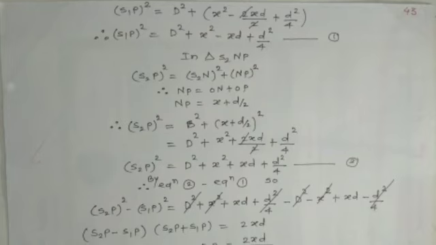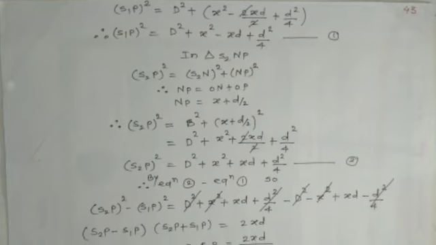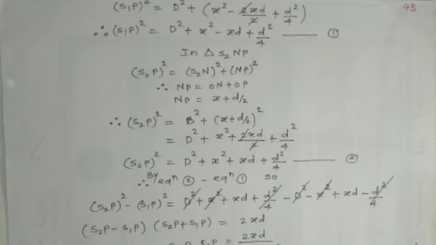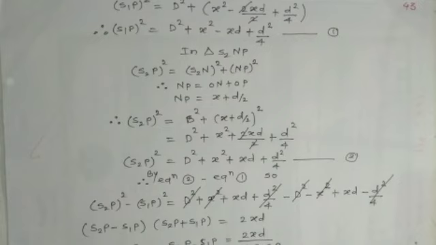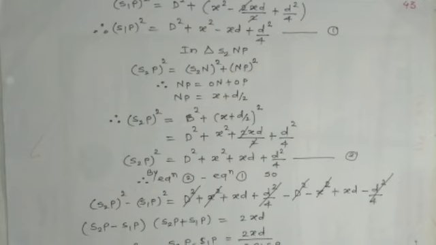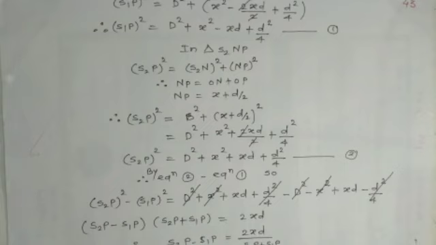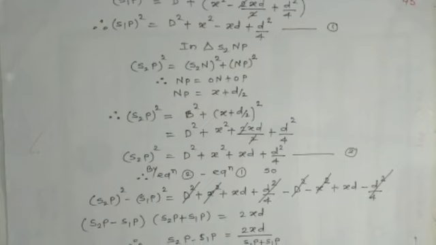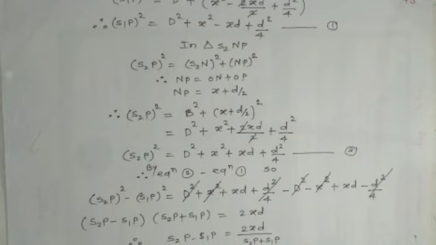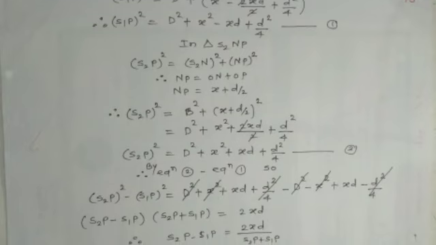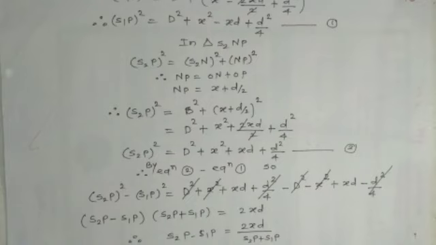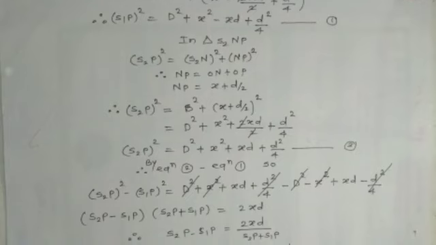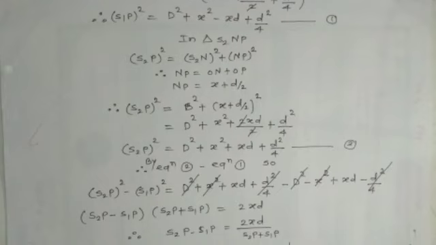S1P square equal to capital D square plus (x square minus 2xd upon 2 plus d square upon 4). 2 get cancel. So S1P square equal to D square plus x square minus xd plus d square upon 4. Equation number 1. In triangle S2NP, S2P square equal to S2N square plus NP square. We know NP equal to ON plus OP.